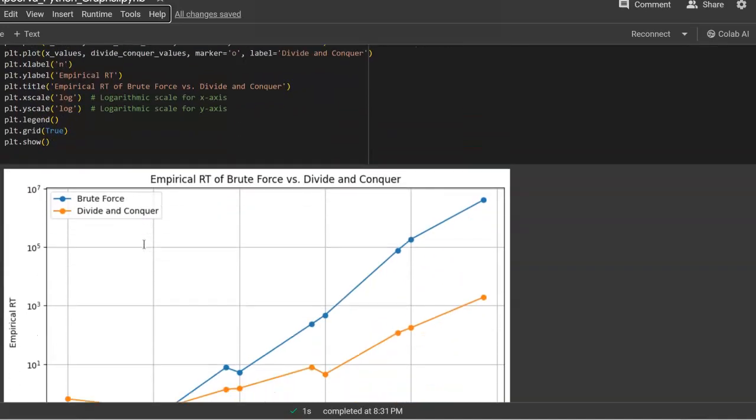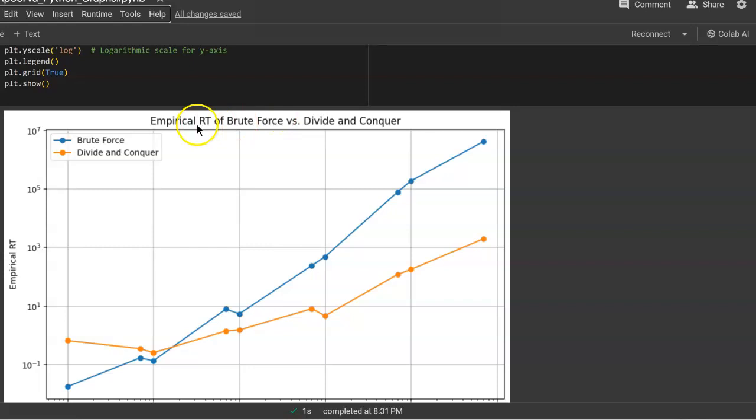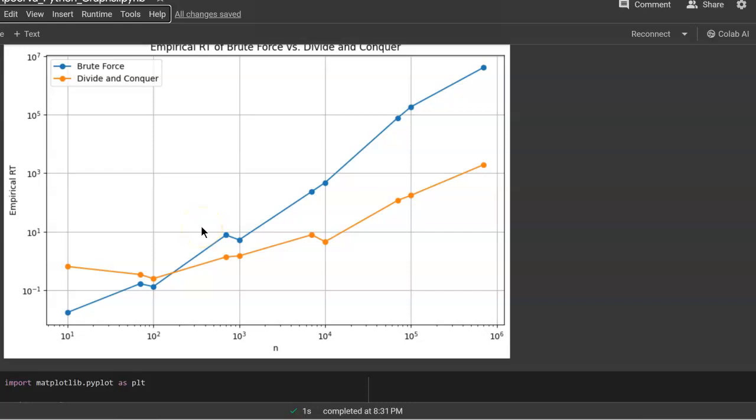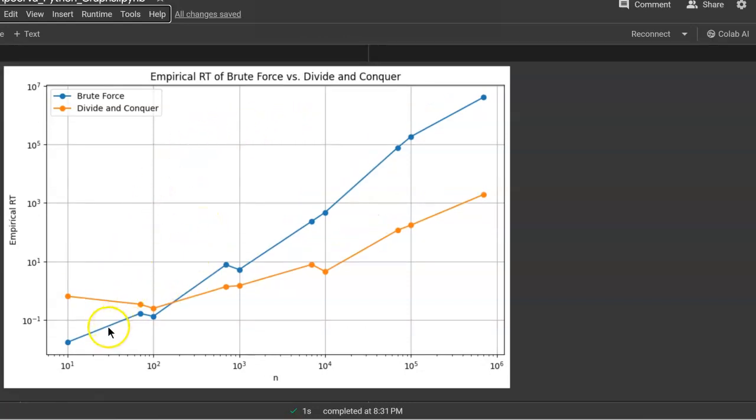And here there will be three graphs. One graph is between empirical RT of brute force versus empirical RT of divide and conquer. If we observe, for small values of n, there is not much difference between these two. But for big values of n, we are observing a lot of difference. What we have observed is brute force is taking more time to calculate than divide and conquer. For small values of n, divide and conquer and brute force will coincide and run in the same way. But for very, very small values of n, what we have observed is divide and conquer is taking more time than the brute force algorithm.